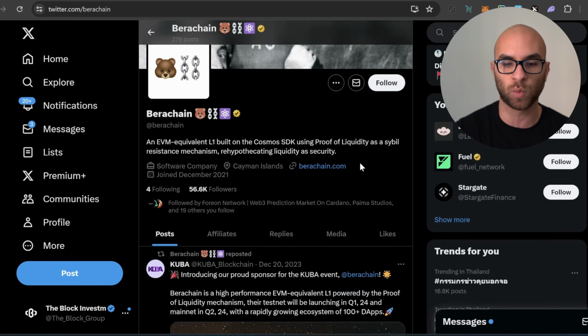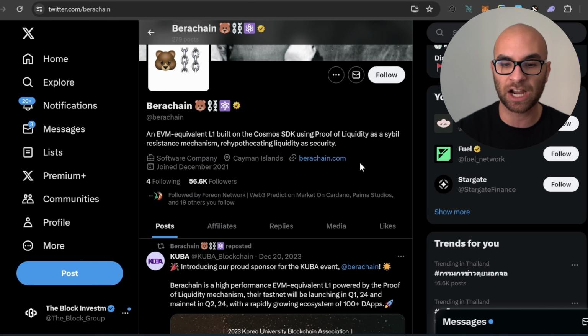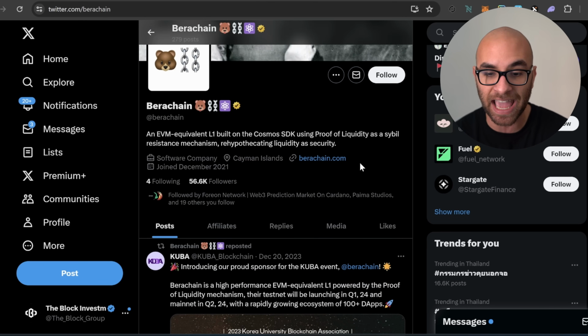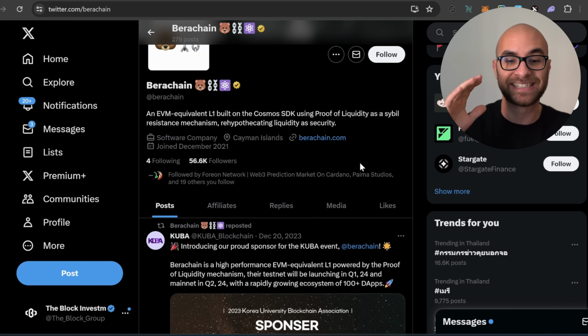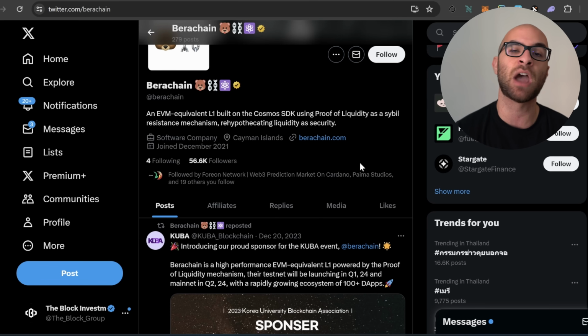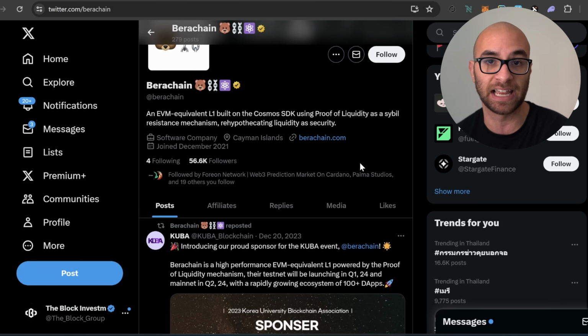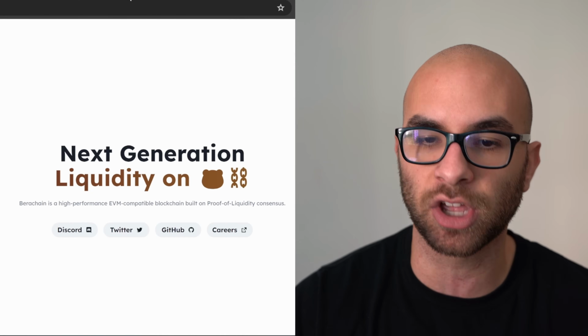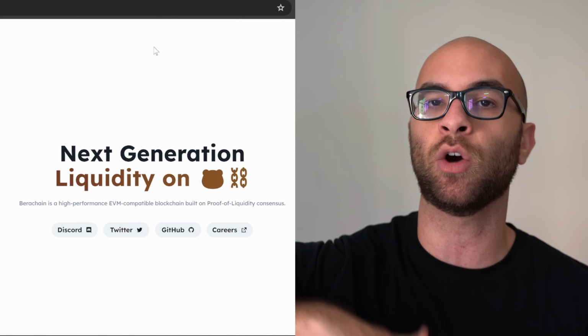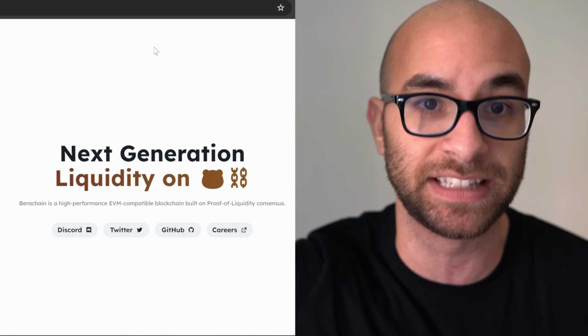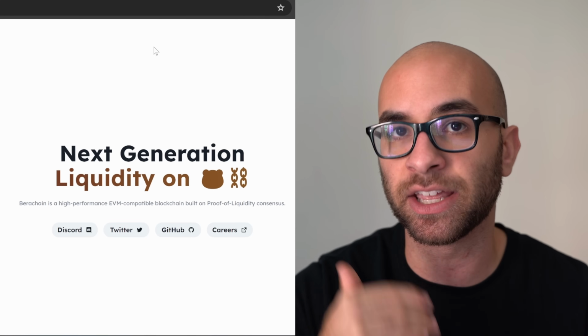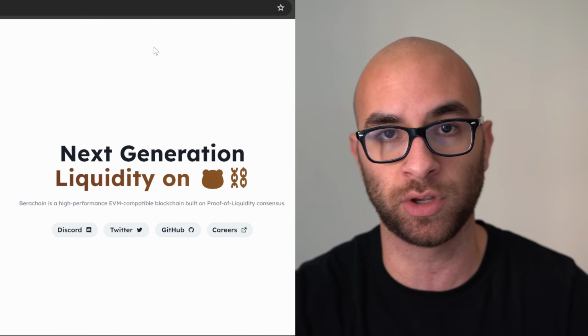So Berachain is one of these EVM equivalent layer ones built on the Cosmos SDK using proof of liquidity as a Sybil resistance mechanism. And once again, they are leveraging the data availability as well as consensus layer of Celestia. So most likely there will be an airdrop from staking. They don't actually have their testnet out as of yet, so just keep an eye on their site and their Twitter, and once they have that out, you can start messing with it.